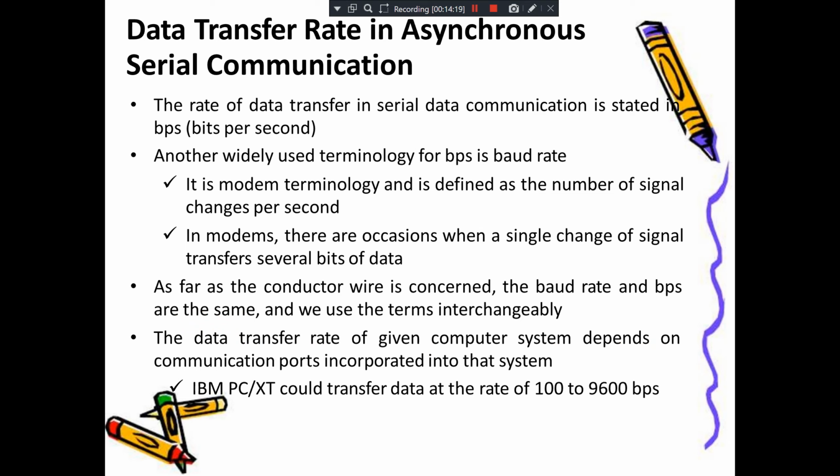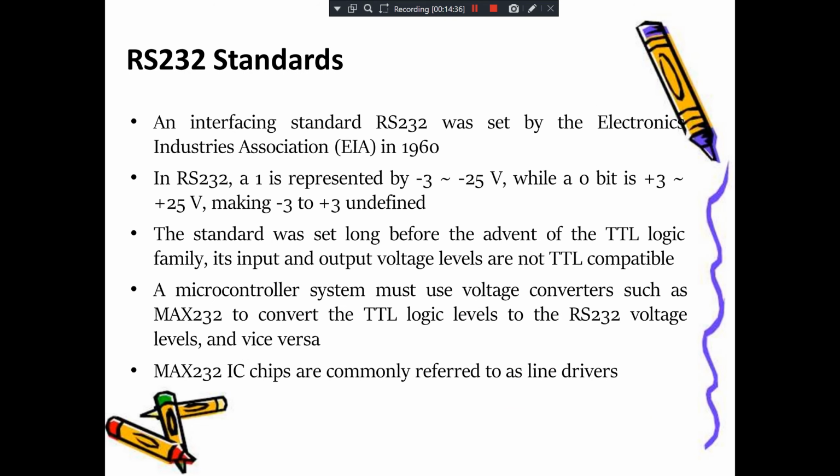The data transfer rate of a given computer system depends on the communication ports incorporated into the system. For example, IBM PC XT could transfer data at a rate of 100 to 9600 bits per second. Okay, next. Let us discuss the next topic which is very important in serial communication, that is RS-232 standards. It's one of the important and famous topics in Viva also.